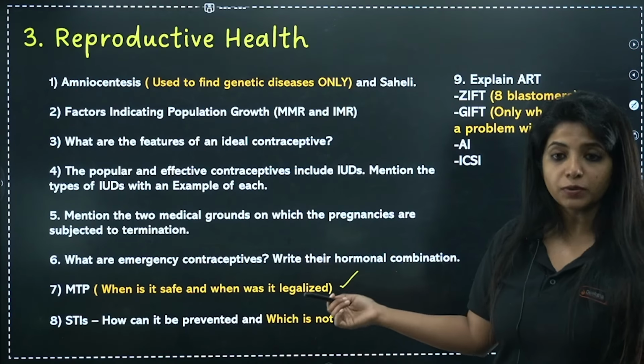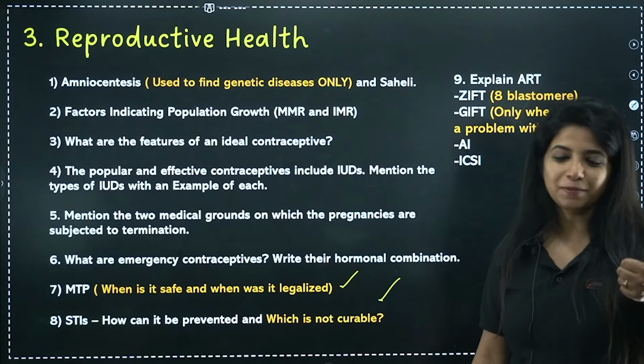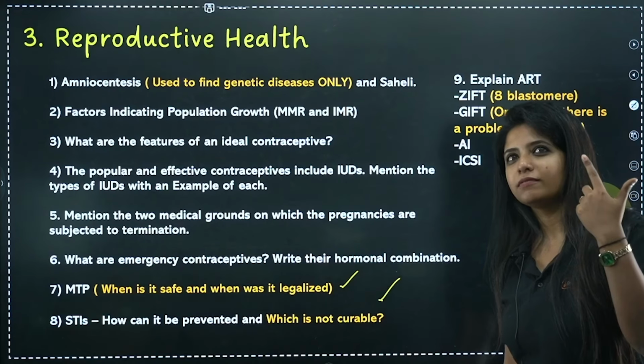Now, STIs, sexually transmitted diseases: which of them are not curable? Three of them start with H: herpes, hepatitis B, and also HIV/AIDS.